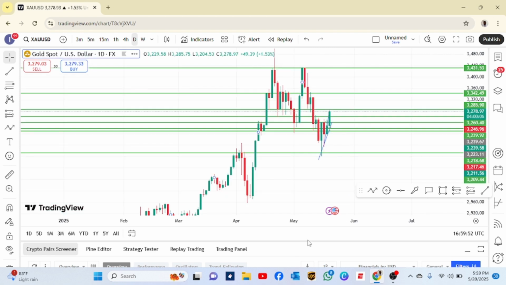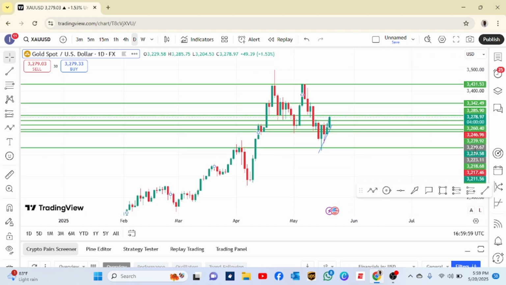You might be wondering what is top-down analysis. Top-down analysis is just a method of combining more than two time frames in order to find an edge in the market.